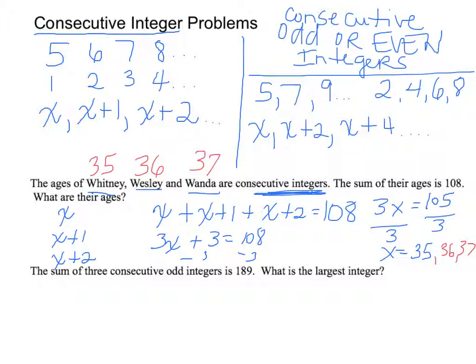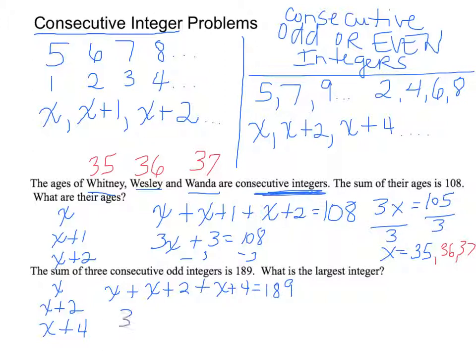Now here I have the sum of three consecutive odd integers. So now instead of dealing with x, x plus 1, and x plus 2, I'm going to be dealing with x, x plus 2, and x plus 4. Because this time I have odd integers. I'm going to do the same thing I did in the other problem. I'm going to add them up and set them equal to 189. So x plus x plus 2 plus x plus 4 equals 189.